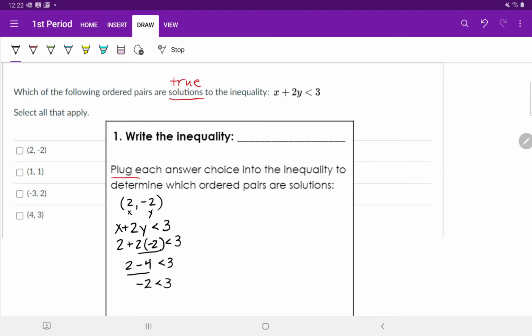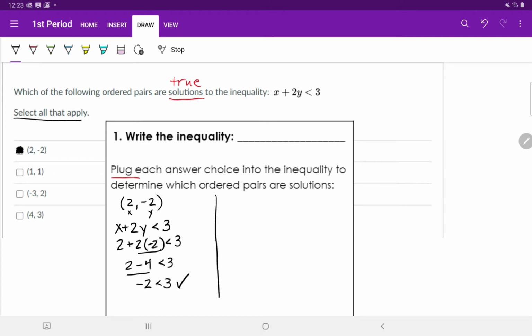Is that true? Is negative 2 less than 3? Well, certainly 3 is going to be bigger than any negative number. So this gets a check mark. That is true. So that means that (2, -2) is a solution. So we would fill this box in. Now there could be more than one answer. You can check more than one answer. It says select all that apply. So we have to check the other 3 points as well.